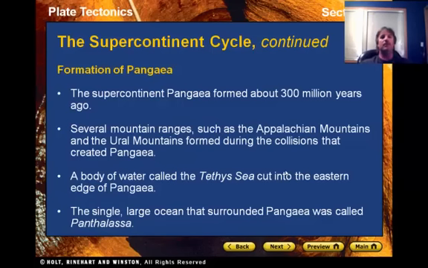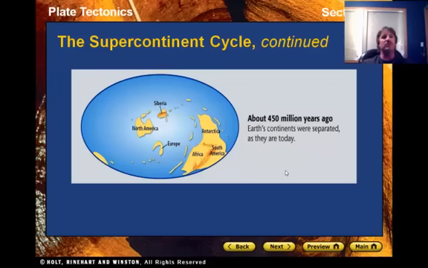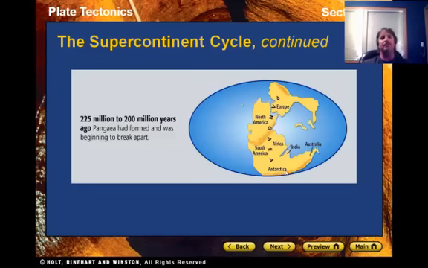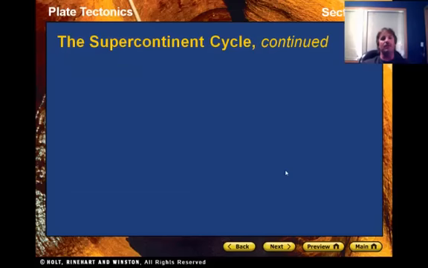And then Panthalassa was already around. We just talked about that. Here's a picture. I don't know if it shows up on yours. Hopefully it will. There's Siberia, North America. This is 450 million years ago. Earth's continents were separated, as they are today. This is 225 million to 200 million years ago. Pangea had formed. It was beginning to break apart. So we had Pangea. It broke off into two continents, Laurasia and Gondwanaland. No, I'm not making those names up.